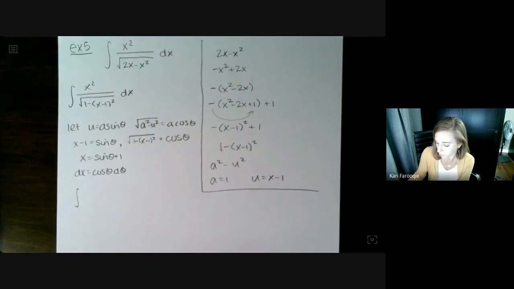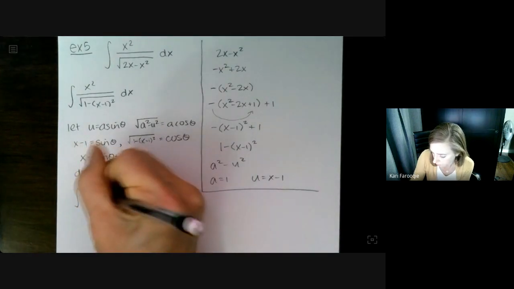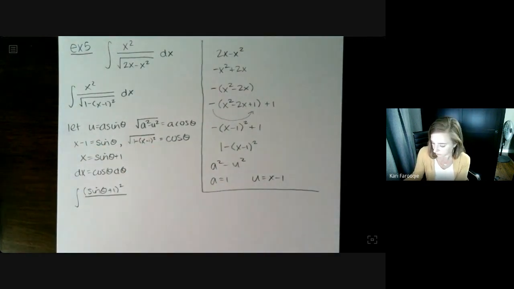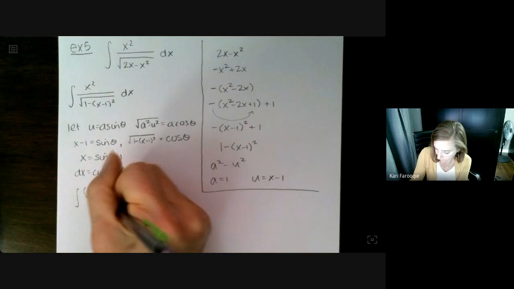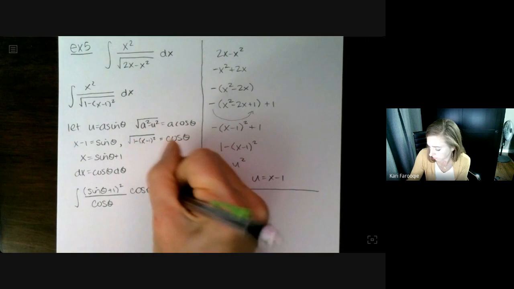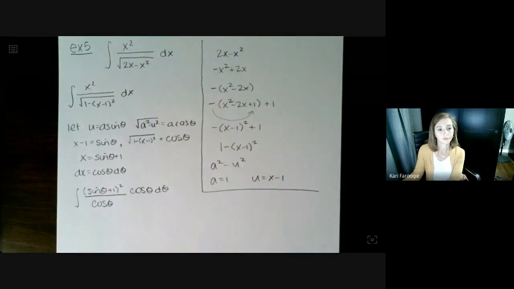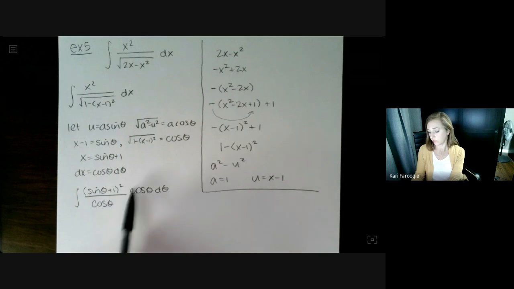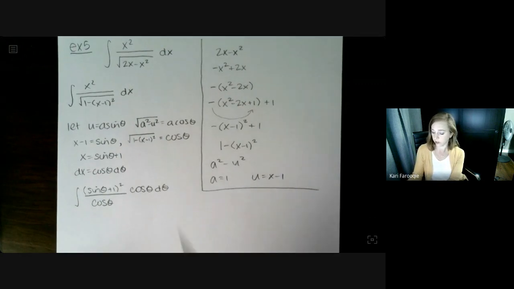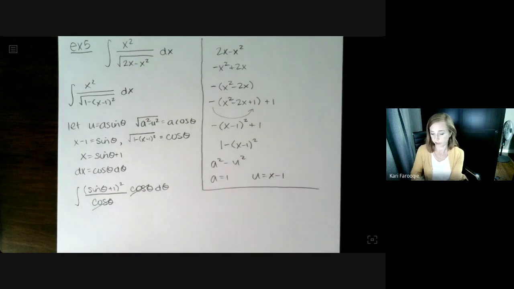All right, so x is equal to sine theta plus 1. We're going to square it. And then that is getting divided by cosine theta. And then dx is cosine theta d theta. So we have x squared divided by your radical, and then you've got your dx in here as well. Okay, now it's probably screaming out to you to cancel out these cosine thetas. I absolutely agree.